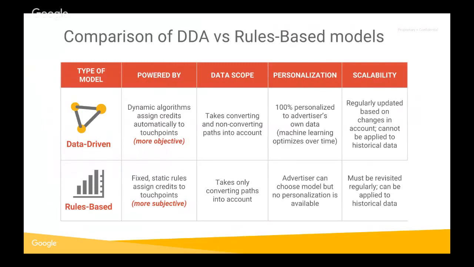The difference between data-driven and rule-based models is that there are just a couple of differences between the two. One, data-driven will have 100% personalization according to your own data. It gets updated very regularly in the account, but you will not be able to apply this to historical data. With rule-based models, let's say time decay, linear, or position-based, you can apply this to historical data. It takes all your converting paths into account. However, the level of personalization to every single keyword and touch point is not as much as it is in the data-driven models.